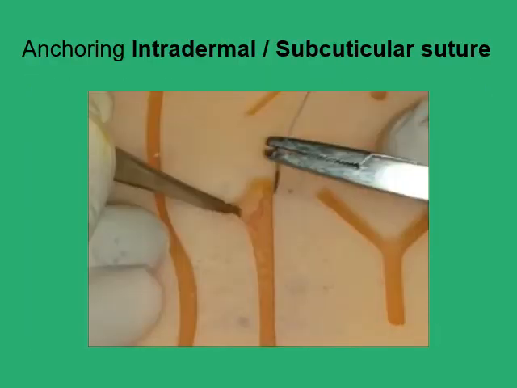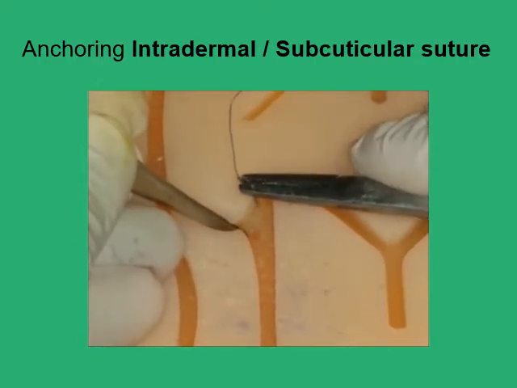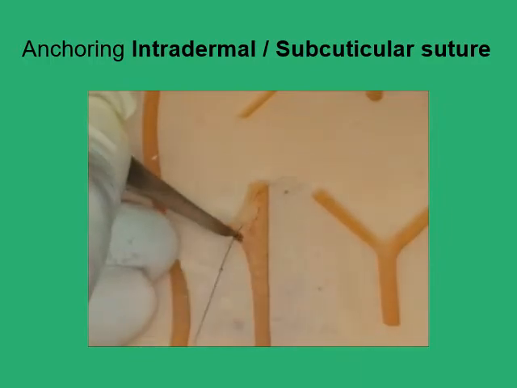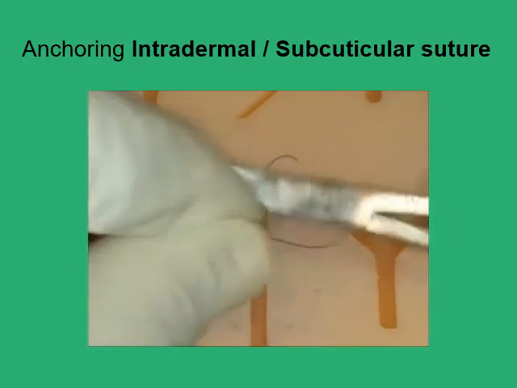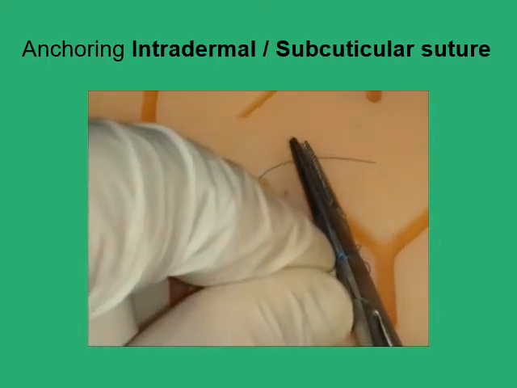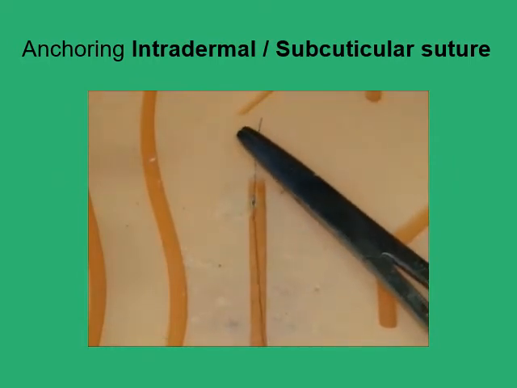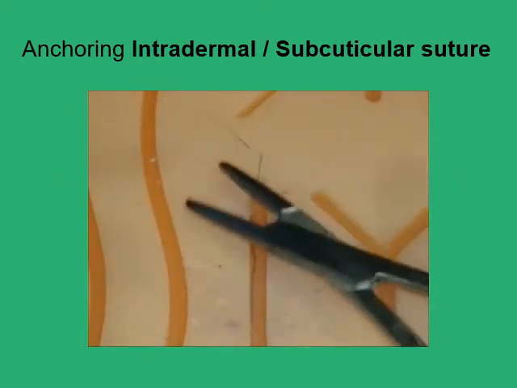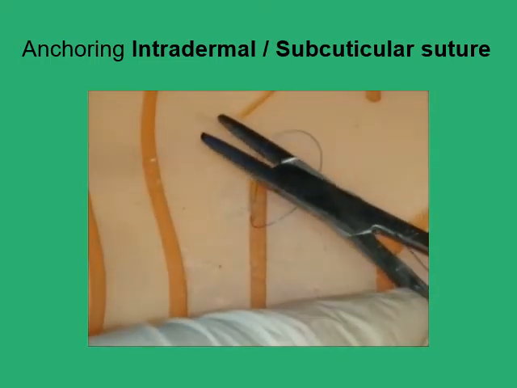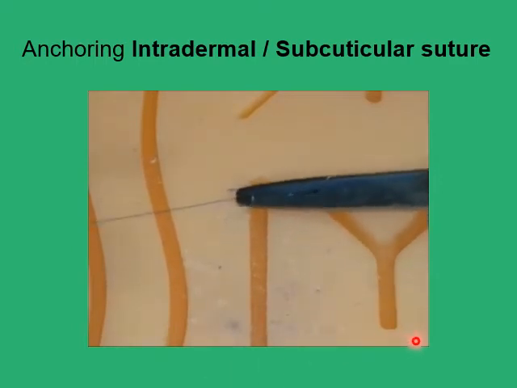To anchor the subcuticular stitch of the intradermal suture, you need to pass the needle in the subcutaneous tissue to fix it there, and then tie the knot in there. So the suture now is fixed to the subcutaneous tissue and anchored there. And then you go on and trim the shorter of the two strands.